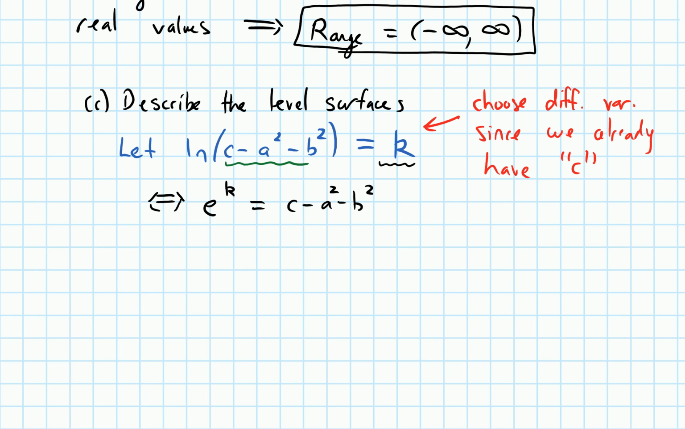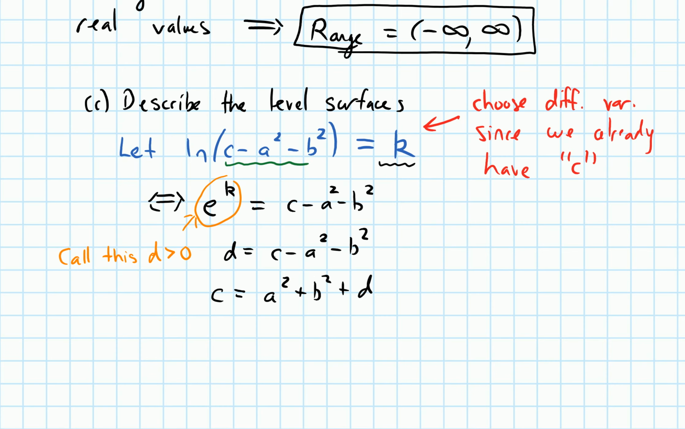All right, so we have this. One simplification we can make is that k is just a constant, which means e to the k is going to be a constant. So let's just rename this constant d. And e to any real number power is always positive, so d is a positive number. Doing this simplifies what my equation looks like. Now I get d equals c minus a squared minus b squared. And like before, let's isolate for c. We'll get c equals a squared plus b squared plus d.